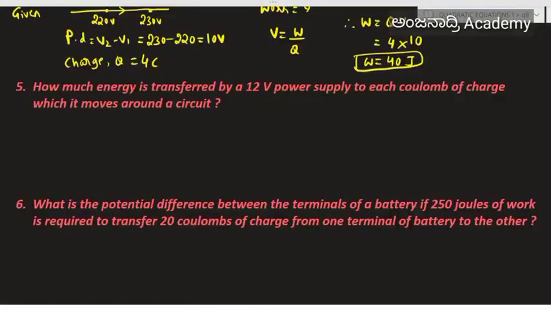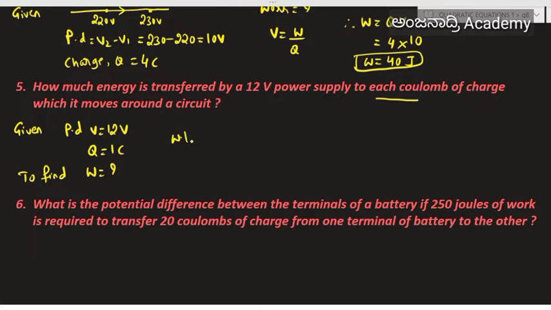How much energy is transferred by a 12 volt power supply? What has he given in the problem? Potential difference V is equal to 12 volt, and charge Q is equal to 1 coulomb. That is, each coulomb moves around a circuit. Work done is equal to question mark. To find what? Work done.